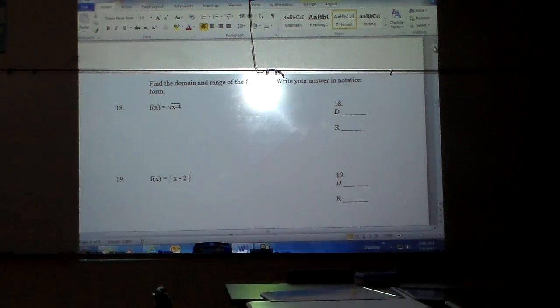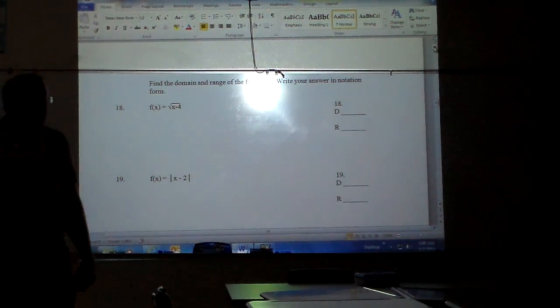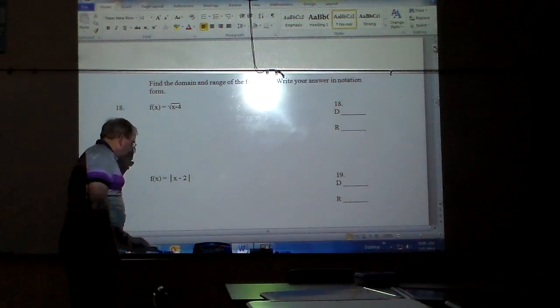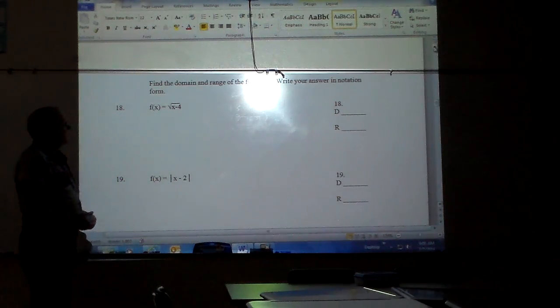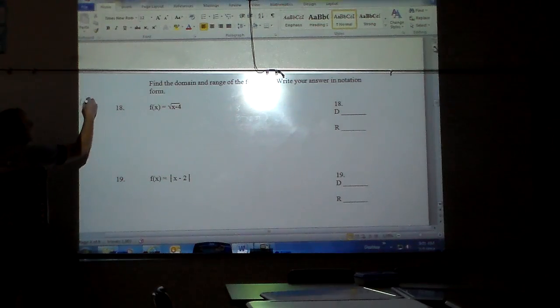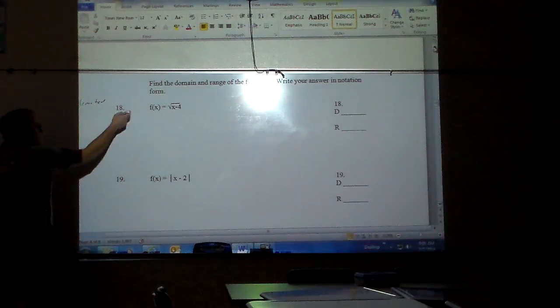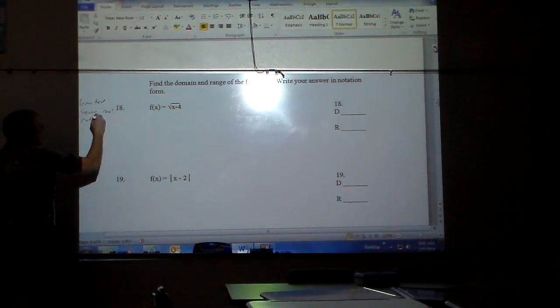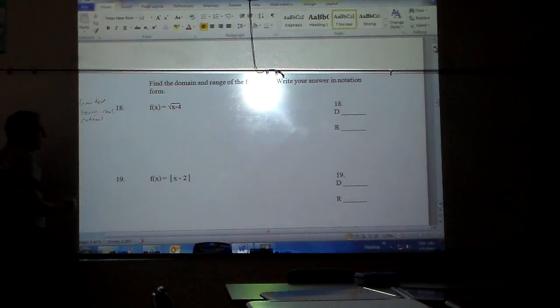Okay, we're going to find the domain and range, and this time we're going to write our answers in notation form, which basically means with parentheses and brackets. And remember this, a function is only limited for a function when you have a what? Square root, or a rational function, meaning a variable in the denominator.